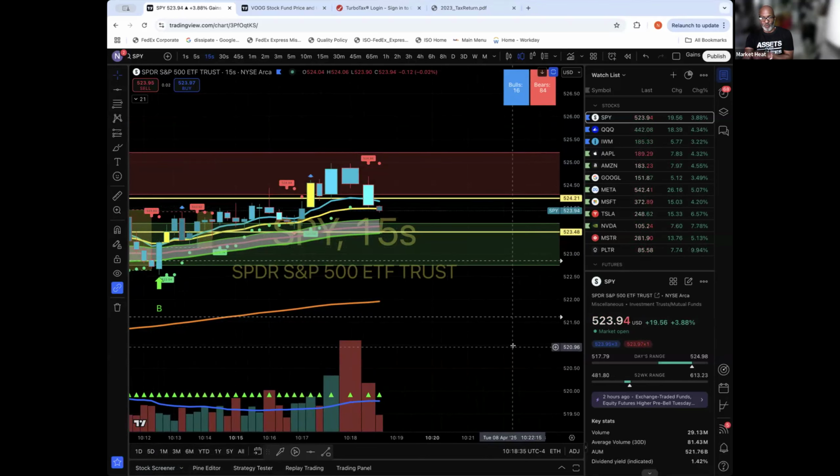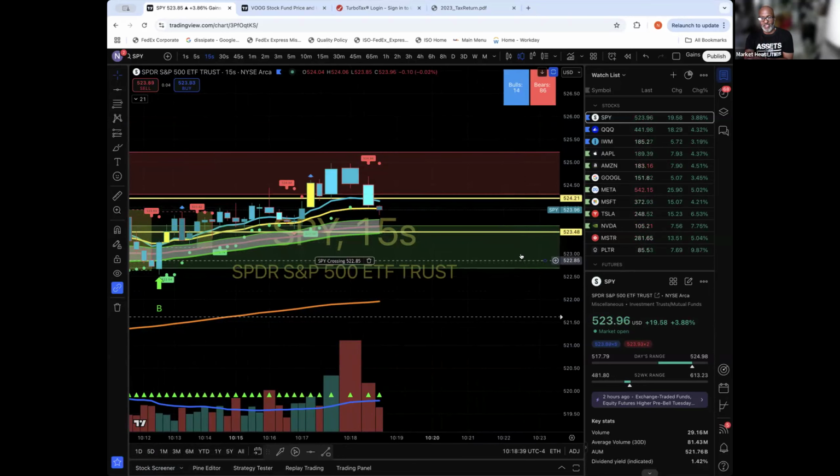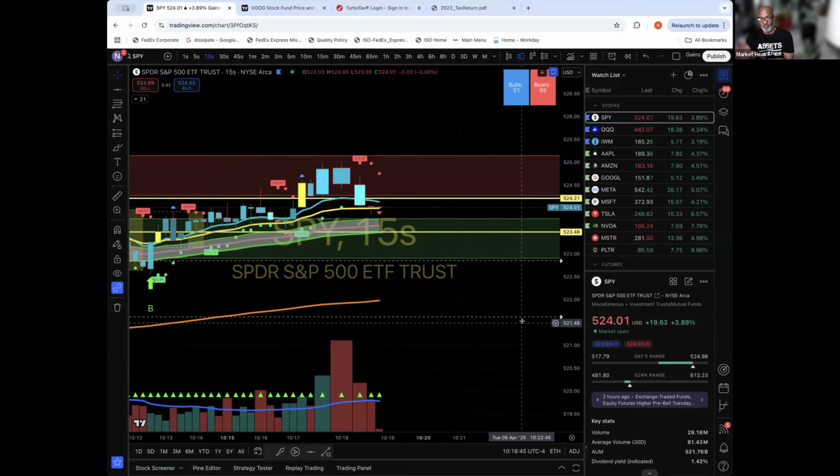Now let's watch this unfold. And if it goes through 523.48, it is going to touch 522.85. If it goes through it. Now let's watch and see what happens.